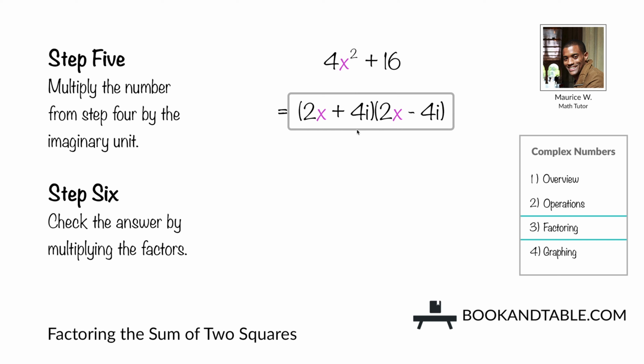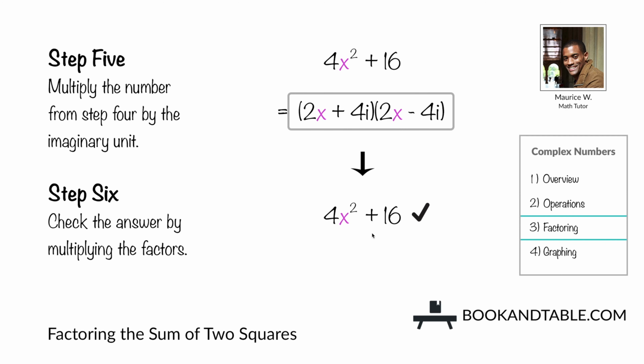Now the last step, we can check the answer by multiplying the factors. The final polynomial must match the original polynomial, and we get 2x times 2x, which is 4x squared. 2x times negative 4i is negative 8xi. 4i times 2x is equal to positive 8xi, which negates negative 8xi. 4i times negative 4i is negative 16i squared. i squared is equal to negative 1. And negative 16 times negative 1 is positive 16.